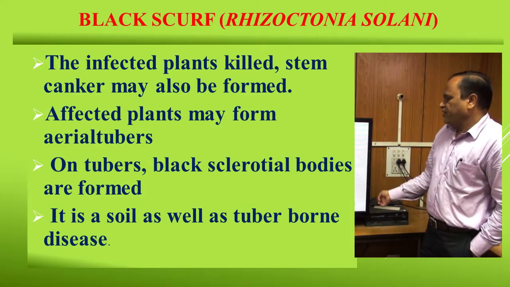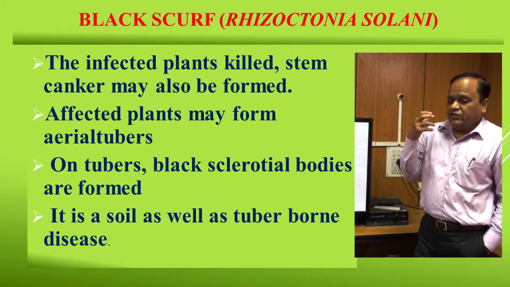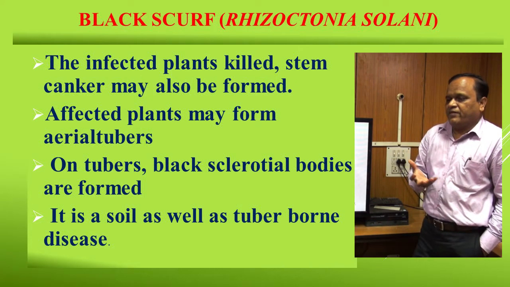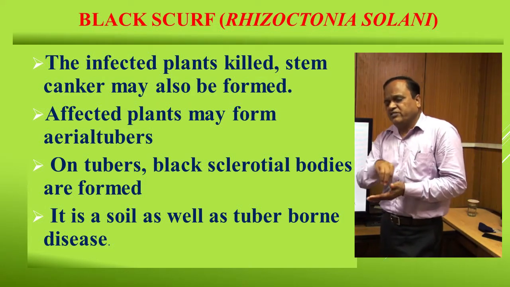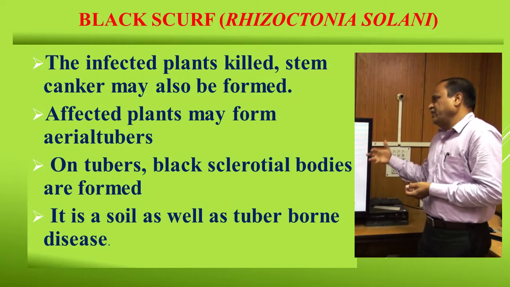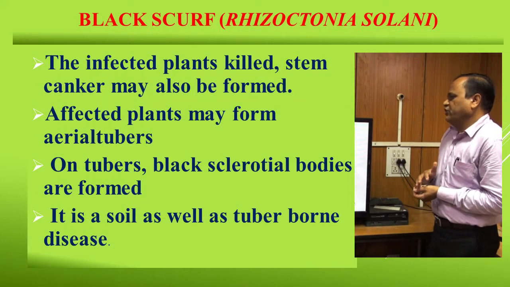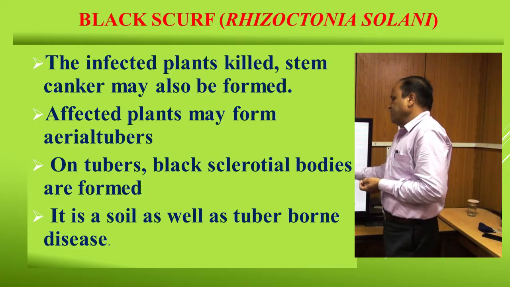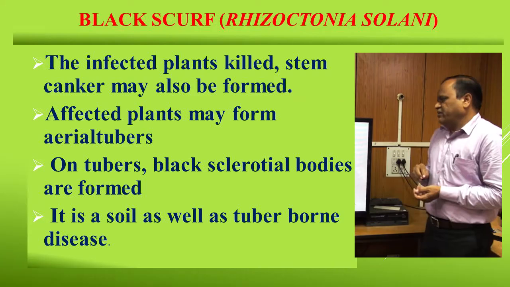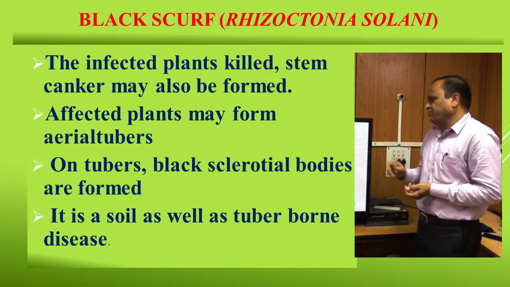Affected plants may form aerial tubers. You will find that potato tubers normally form inside the soil, but if the plant is affected by black scurf, aerial tubers will be formed on the plant. On tubers, black sclerotial bodies are formed.